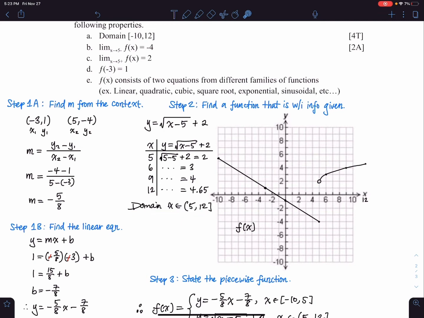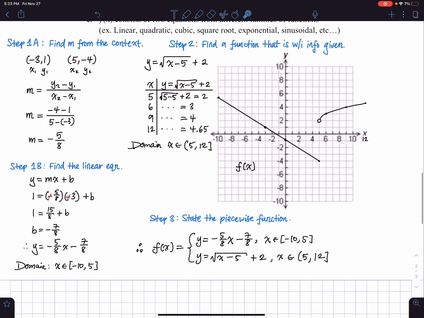So we were at 5, we've already finished 10, and now we needed to go to 12. So it equals 12 and goes close to 5 with a hole. So that's the domain. And step 3 is just state the piecewise function in a therefore statement. So therefore f of x equals this equation on this domain, as well as this equation on this domain. And that corresponds with the graph, of course.